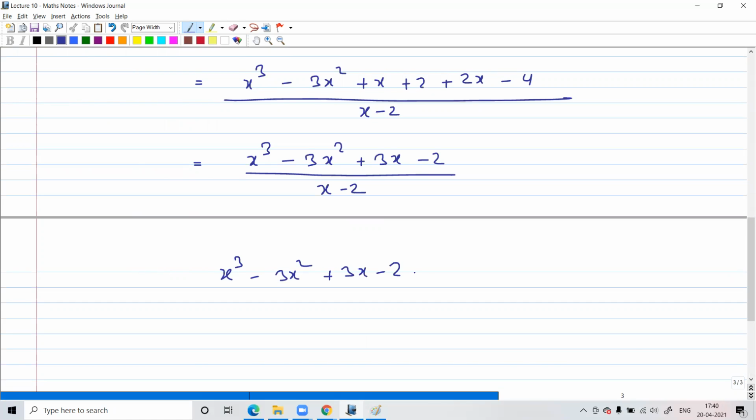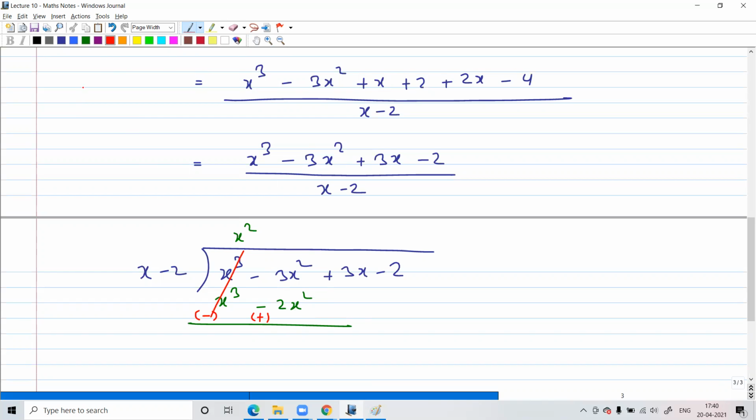Let me do this quickly. I'm not going to explain the steps. I'm just going to do it quickly because I have explained this enough number of times. So x square will make it x cubed and minus 2x squared. Change the sign. This becomes 0. This becomes minus x squared plus 3x minus 2.